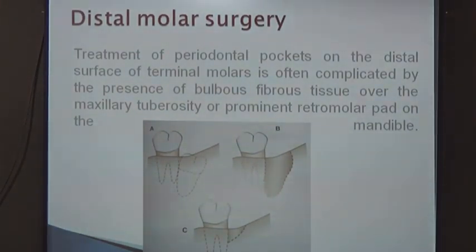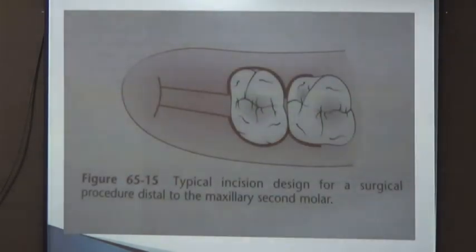Distal molar surgery, I told you we will do it in the molar. See, the typical incision design for a surgical procedure distal to the maxillary second molar. Usually, when you are doing a flap surgery, we will ask the patient to remove the 8 because it does not have any function in the oral cavity. Sometimes the patient does not want to, we will retain it, but on the distal side we will do either curettage, otherwise we will do an extension like this.